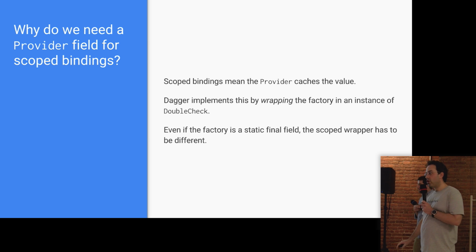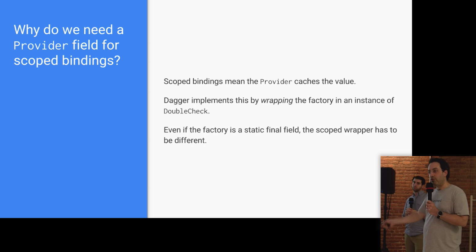The reason we can't have scope is the way scoped bindings work: we take the provider for that binding and we wrap it in a decorator provider, which is this DoubleCheck class, right? It caches the value returned by the provides method and does double-check locking to make sure that the provides method is only called once. So even if the provides method is static and has no dependencies such that there's only one instance of that, you still need an instance of the DoubleCheck wrapper in your component. So that's why scoping defeats that.